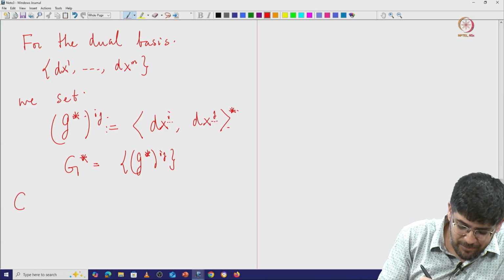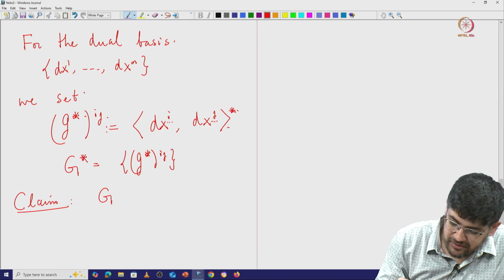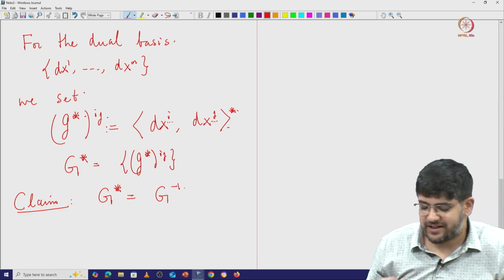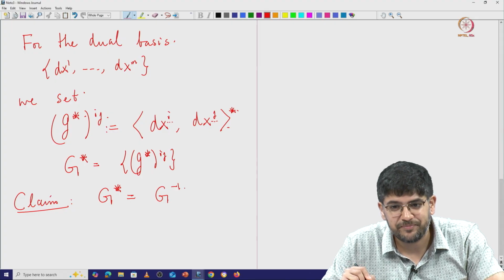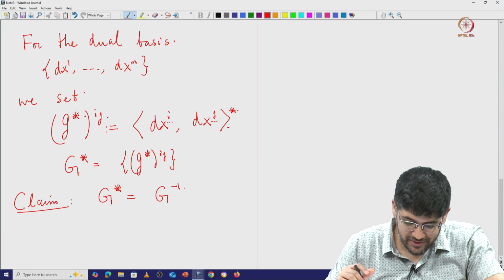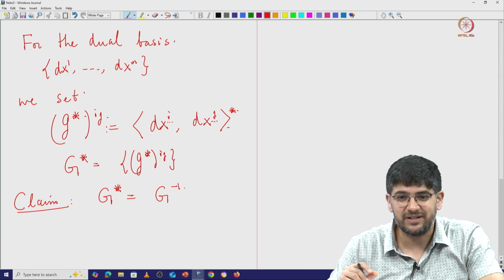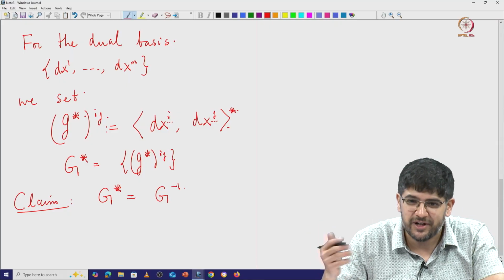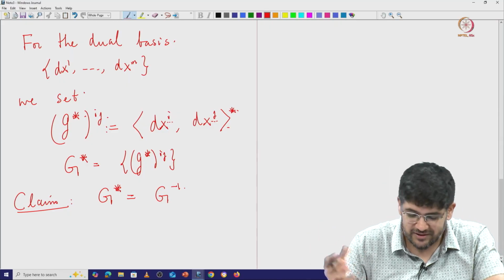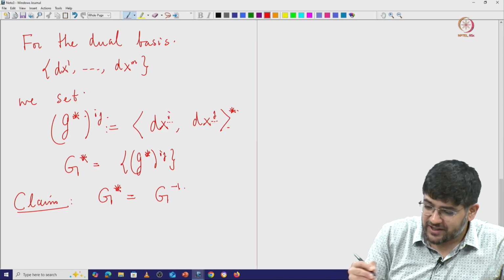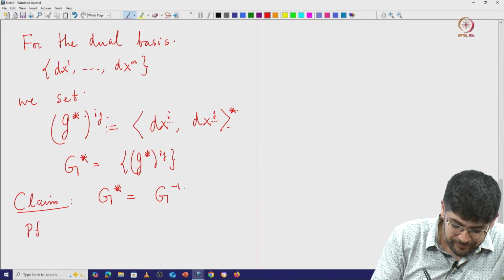So now my claim is that this is precisely G inverse. Okay, so strictly speaking, if you have to be pedantic, it is the transpose of G inverse, but you know G is a symmetric matrix, so its inverse is symmetric, so the transpose is the same as G inverse itself. So this is the claim. What is the proof?